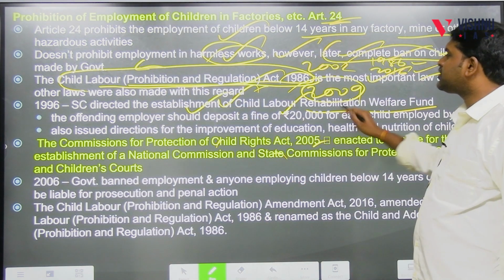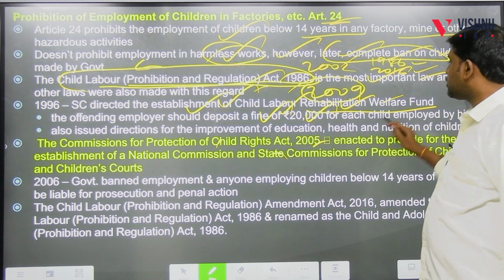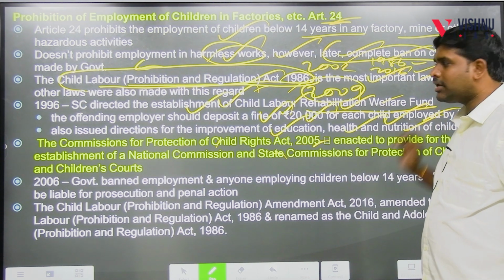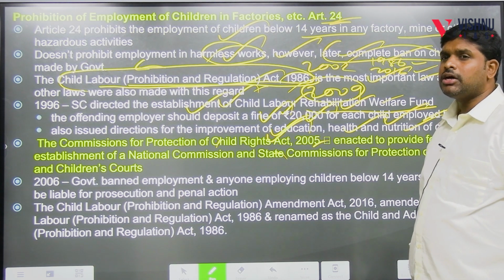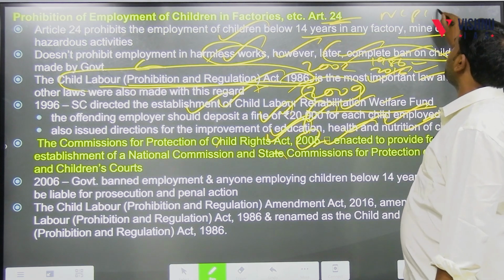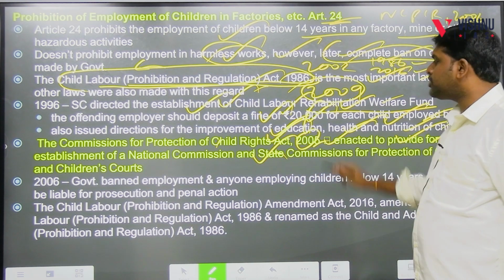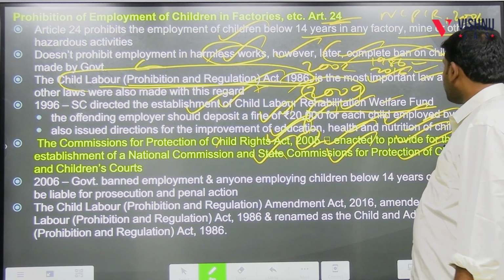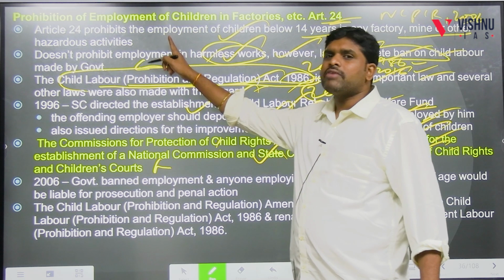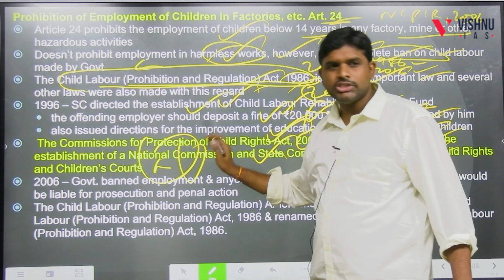The Supreme Court directed the establishment of the Child Labor Rehabilitation Welfare Fund. The offending employer should deposit a fine of rupees 20,000 for each child employed by him. It also issued directions for the improvement of education, health and nutrition of children. The National Commission for Protection of Child Rights, NCPCR, came into existence in 2006 by an act enacted to provide for the establishment of a National Commission and State Commissions for Protection of Child Rights and a Children's Court. This Children's Court will take care wherever child labor is working, then they will go to NCPCR as well as the Children's Court.